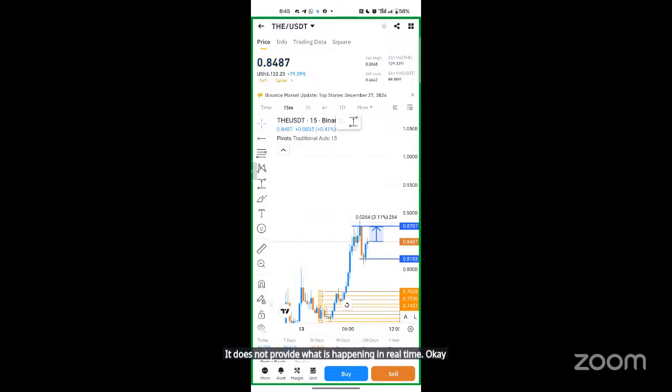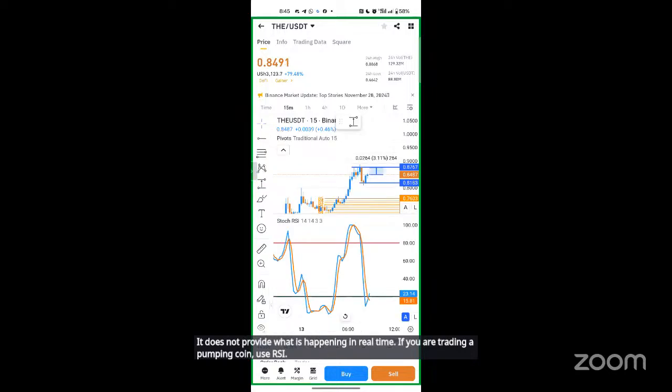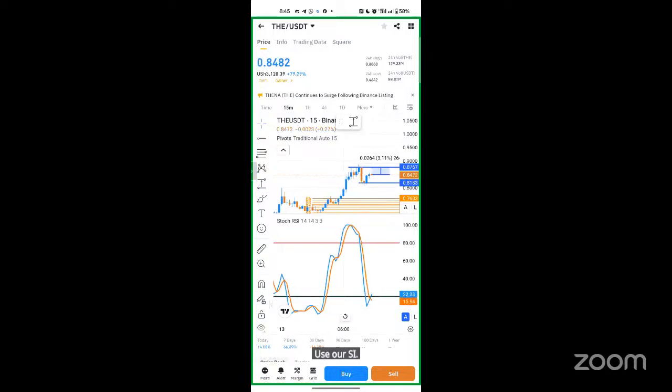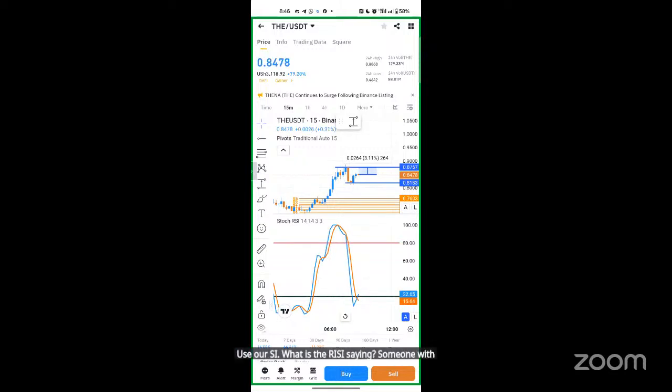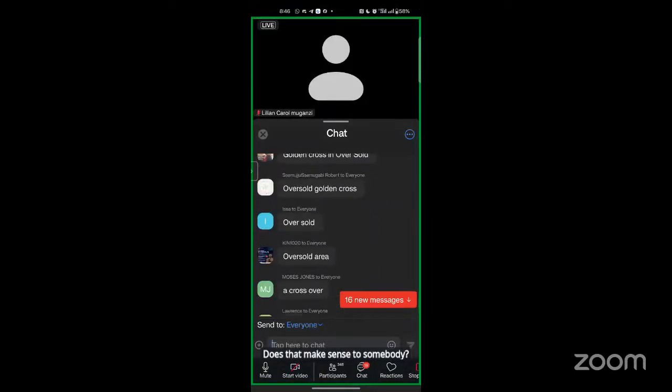If you are trading a pumping coin, use RSI. What is the RSI saying? Someone with an answer in the chat: in 15 minutes, what is the RSI saying? So if you are a person who loves pumping coins, go to a lower time frame and use the RSI. Does that make sense to somebody?